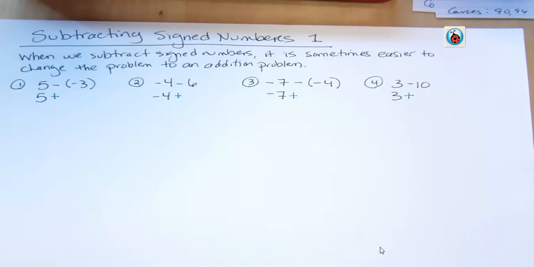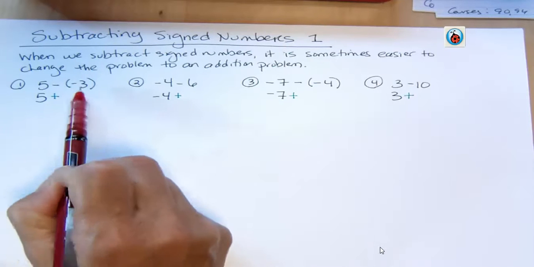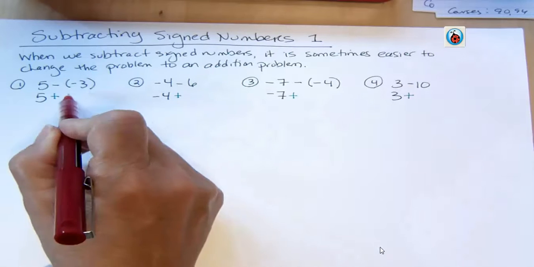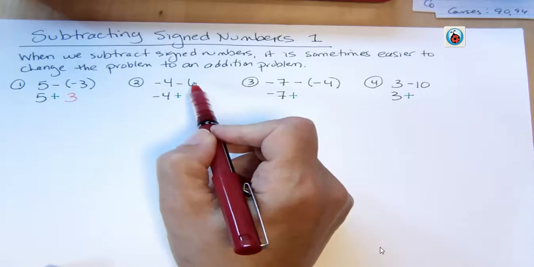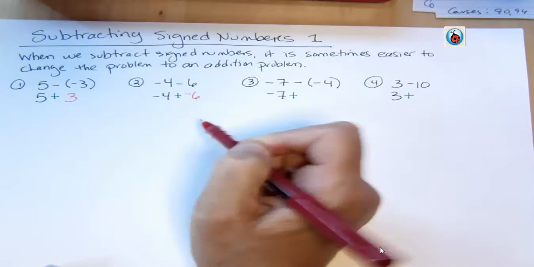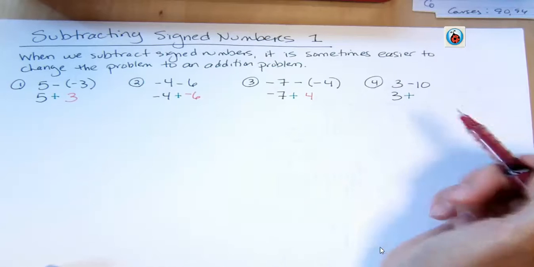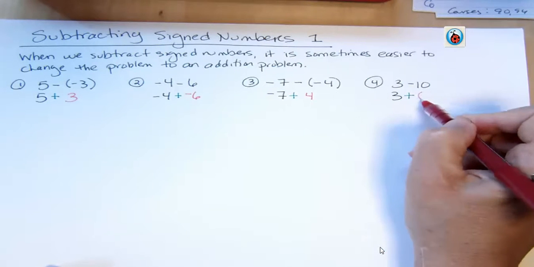Now you have to go back and change the sign of the following number. You have to make two changes. You have to change the operation and then you change the sign of the next number. So that -3, we're going to change it to +3. This was 6, so we're going to change that to -6. This was -4, so we're going to change that to 4. And this was 10, so we're going to change that to -10.